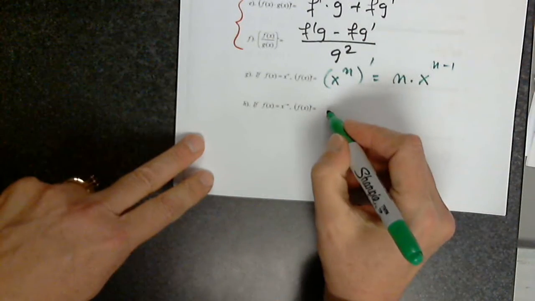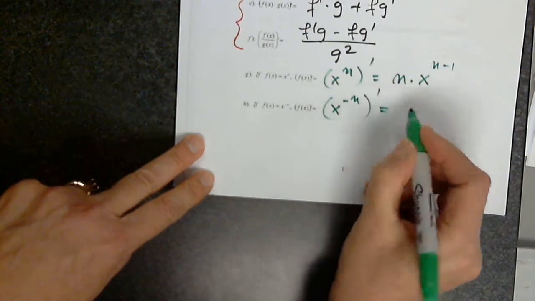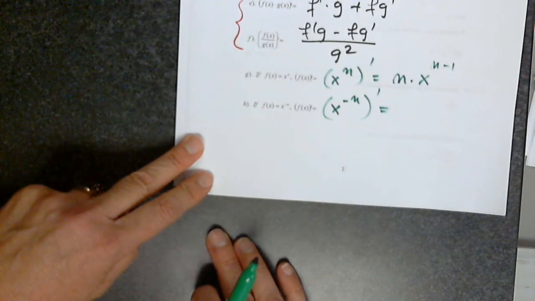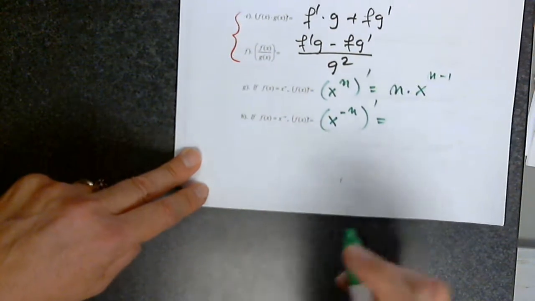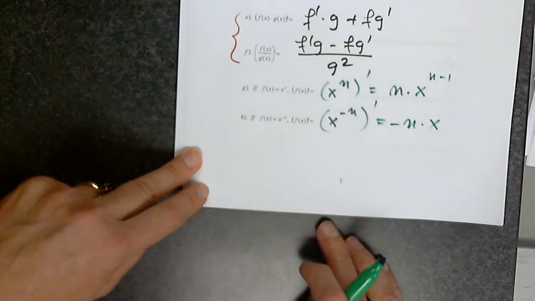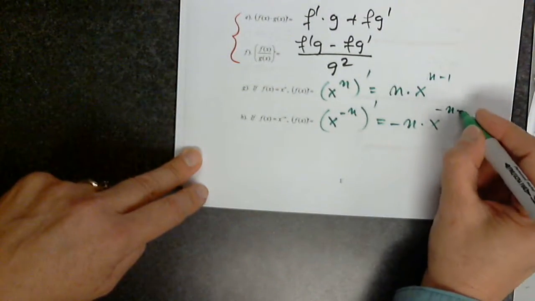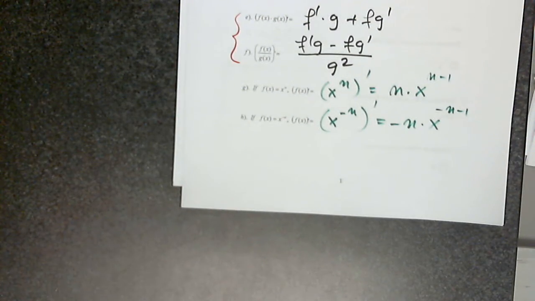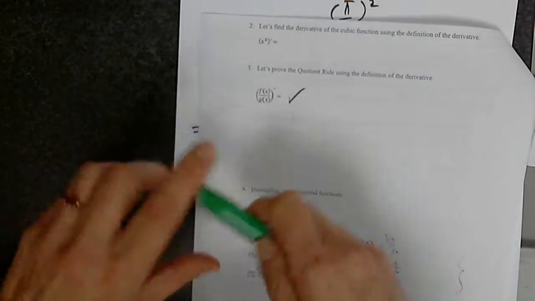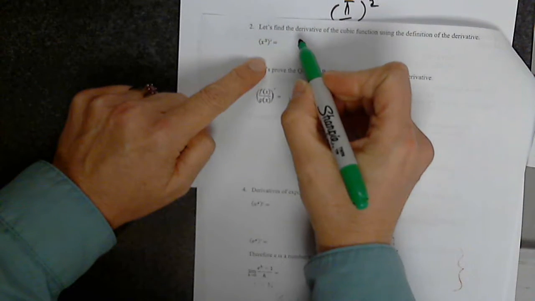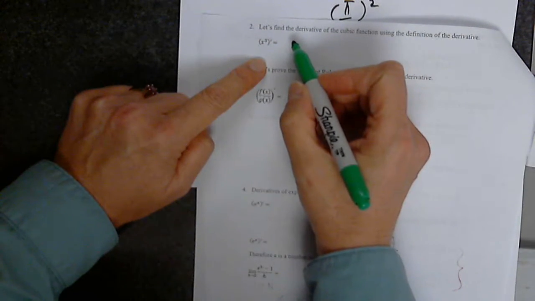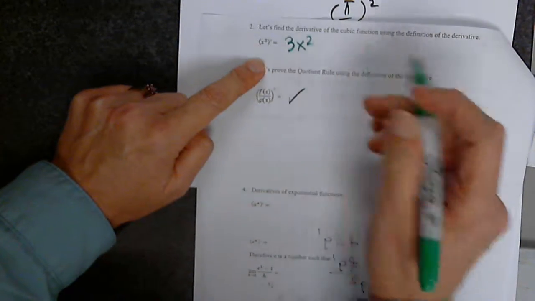What do you think is going to happen with x to negative n prime? Anyone? Times x to, very good, negative n minus 1 indeed. Okay, good. So now we are on page 2. This was done. Can anyone remind us what is x cubed prime? What does it equal? Very good, we just did that.